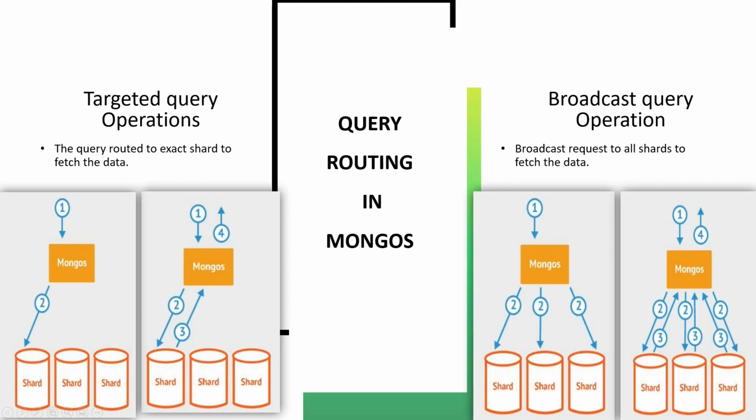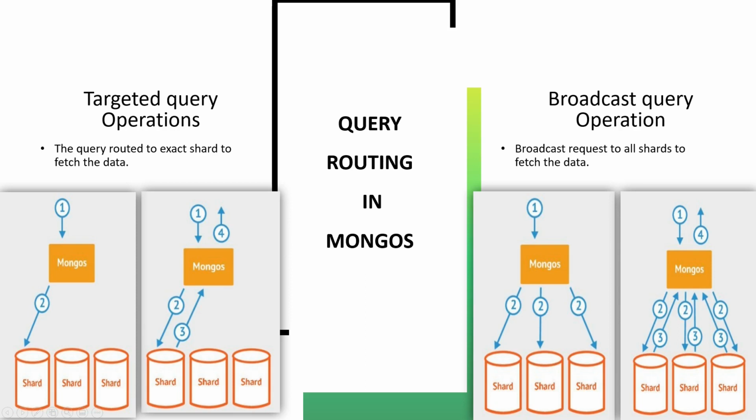There are two ways the mongos process routes the query to the correct shard. The first one is the targeted query operation, where the query has the exact data it is looking for, and that particular data is available on one particular shard. In such cases, the mongos process will route the query to that shard, get the result, and send the data out. For example, if you are just looking for the employee with employee ID 1001, then it just hits the particular shard, gets the data, and gives us an output.